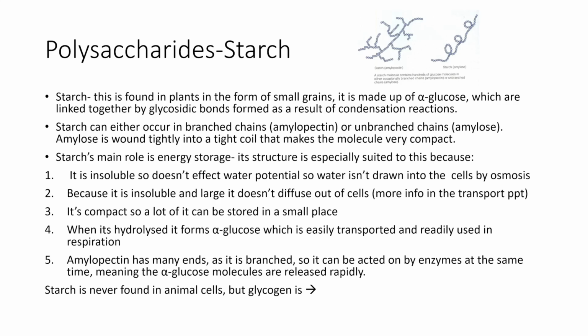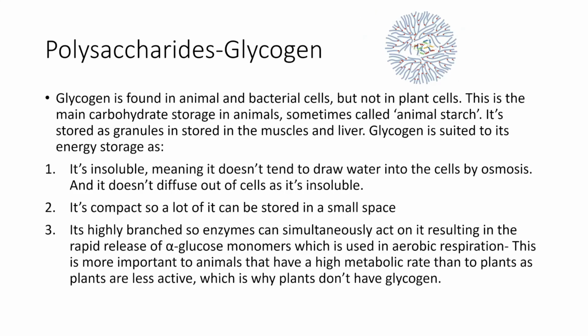Now glycogen is the next polysaccharide and is sometimes referred to as animal starch. So glycogen is found in animal and bacterial cells, but not in plant cells. This is the main carbohydrate storage in animals, and again sometimes called animal starch. It's stored as granules and is found in the muscles and the liver. Glycogen is suited to its energy storage role as it is insoluble as well, meaning it does not draw water into the cells by osmosis, just like starch.